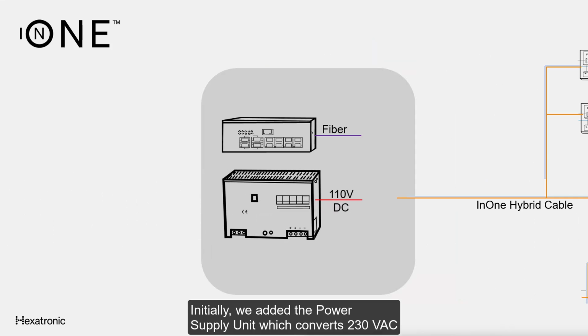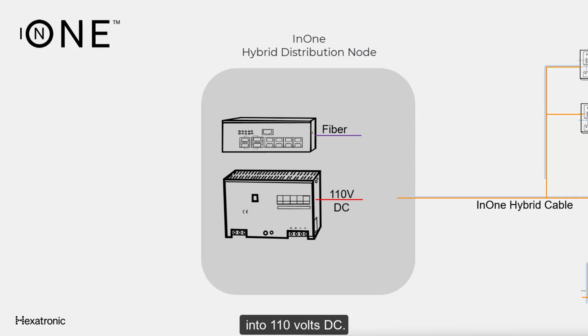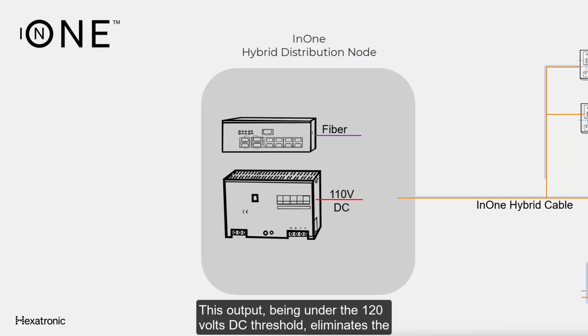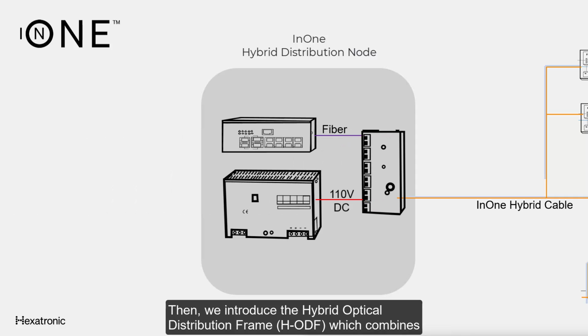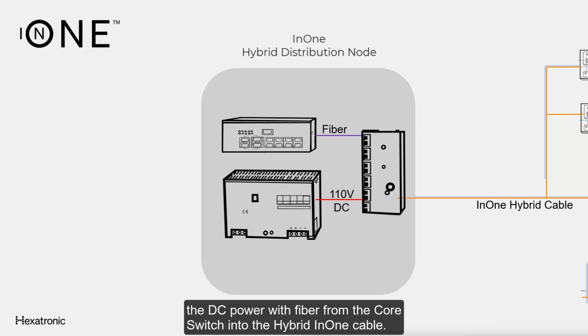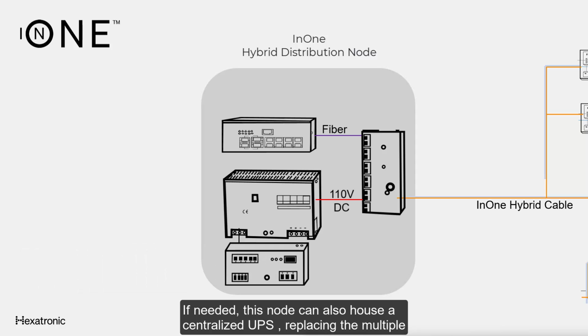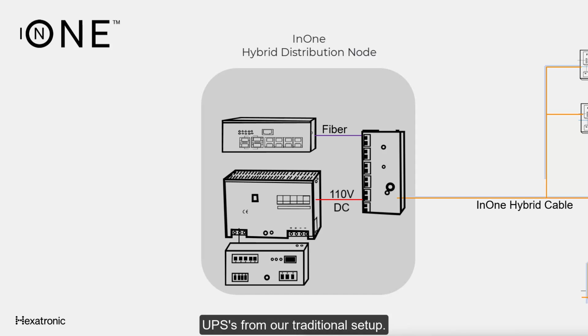Initially, we added the power supply unit, which converts 230 volts AC into 110 volts DC. This output, being under the 120 volts DC threshold, eliminates the need for licensed electricians. Then, we introduce the hybrid optical distribution frame, which combines the DC power with fiber from the core switch into the hybrid InOne cable. If needed, this node can also house a centralized UPS, replacing the multiple UPSs from our traditional setup.